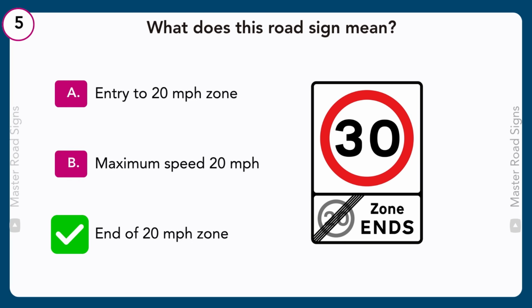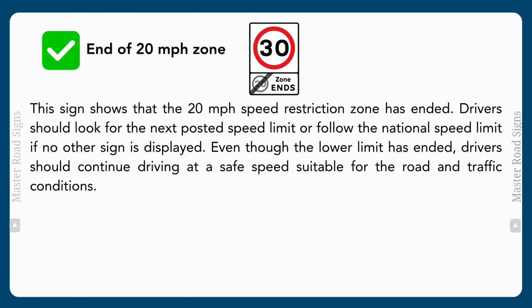Option C is correct, end of 20 miles per hour zone. This sign shows that the 20 miles per hour speed restriction zone has ended. Drivers should look for the next posted speed limit or follow the national speed limit if no other sign is displayed. Even though the lower limit has ended, drivers should continue driving at a safe speed suitable for the road and traffic conditions.